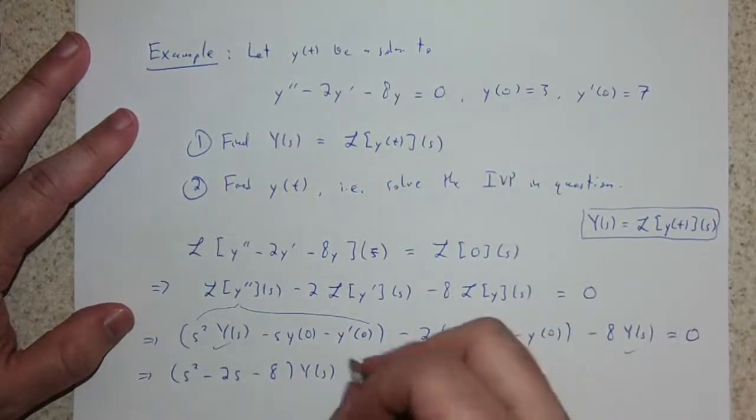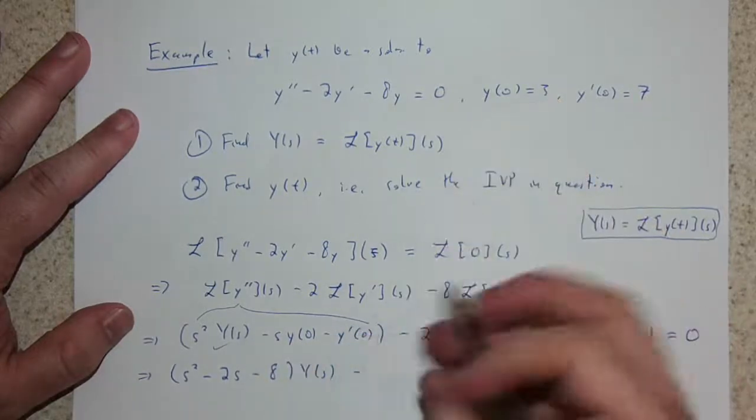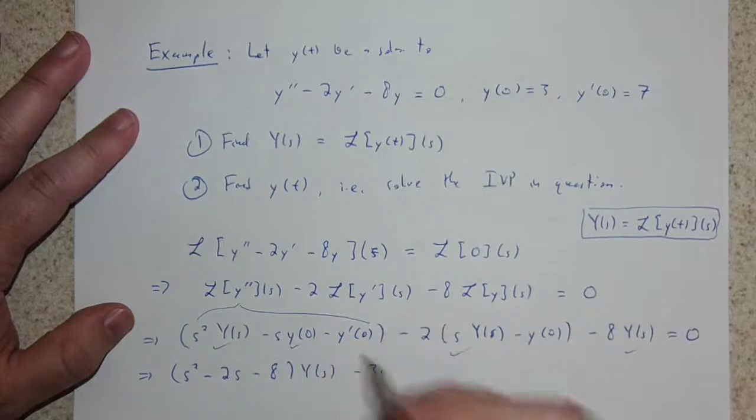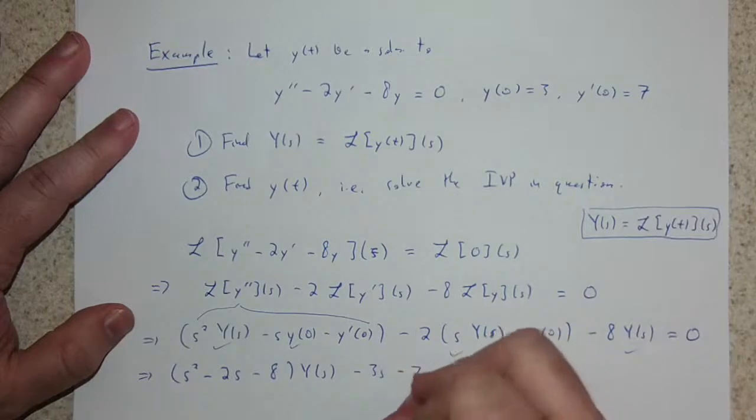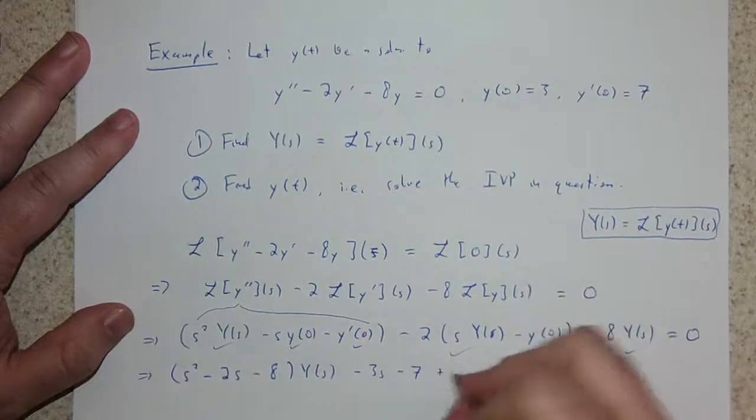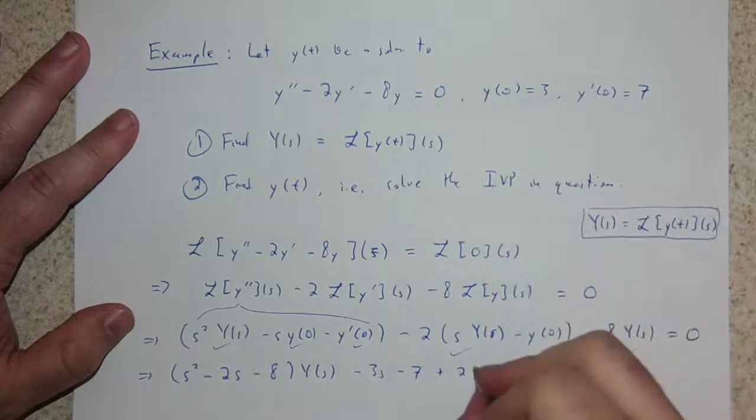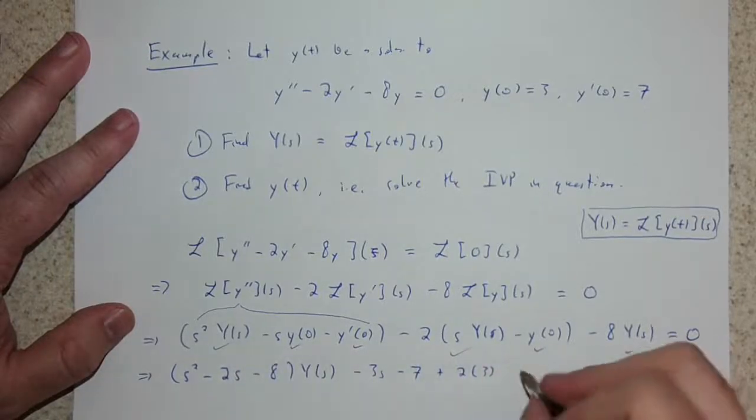So then what is left? I have minus s times y of 0. So y of 0 is 3, so this is minus 3s. So that takes care of this term. Minus y prime of 0. Y prime of 0 is 7, so this is minus 7. Okay, that takes care of that term. Now I have minus 2 minus y of 0, so that's plus 2 times y of 0, which is 3. So that takes care of that term. Okay, and I think that does it, right? That's every term here, and that's equal to 0.